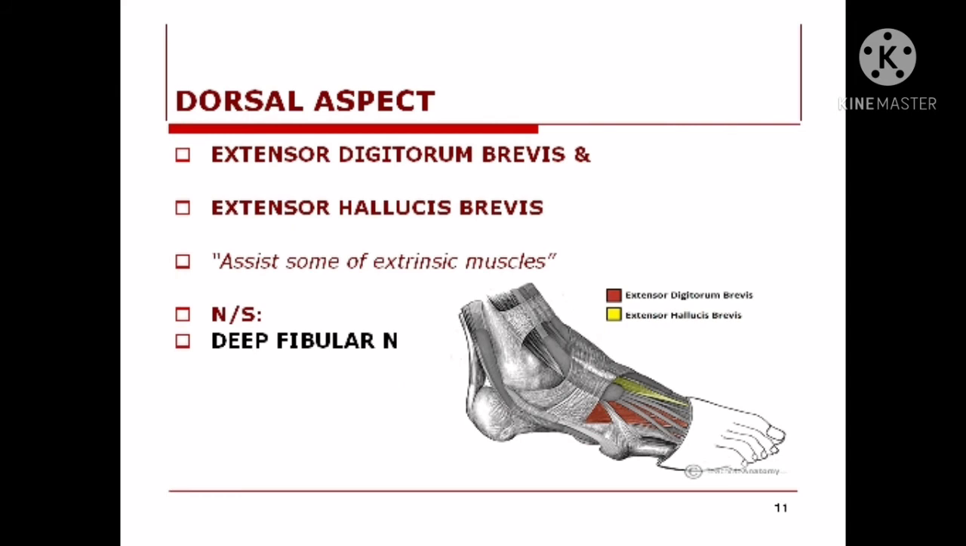Students, on the dorsal aspect of the foot, there are 2 muscles, the extensor digitorum brevis and the extensor hallucis brevis muscle. They assist some of the extrinsic muscle tendons. Their nerve supply is from the deep fibular nerve.